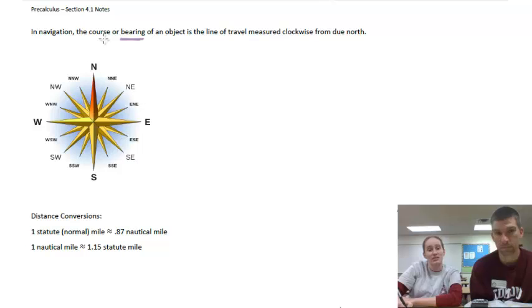So look, here's a compass. That's a magnificent compass. Thank you so much. Did you draw that by hand? No, I didn't. I took it from somewhere.